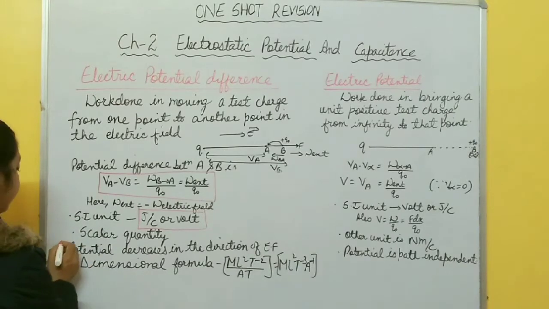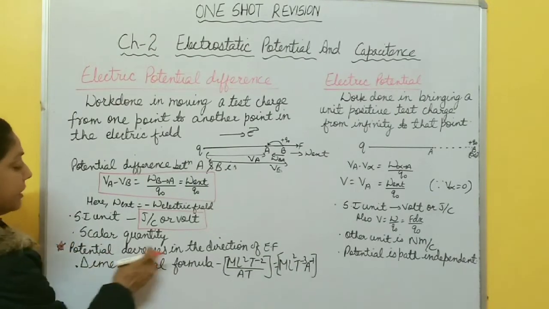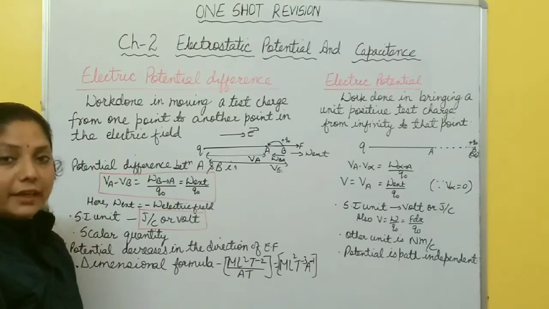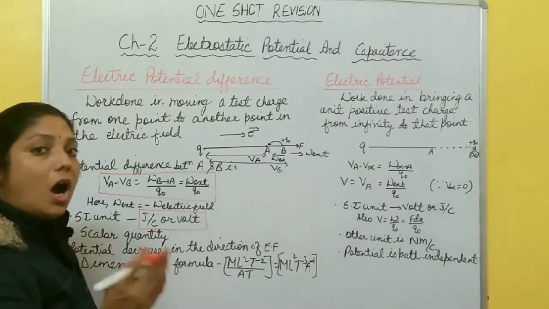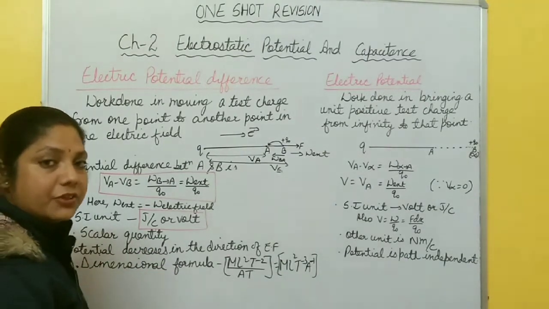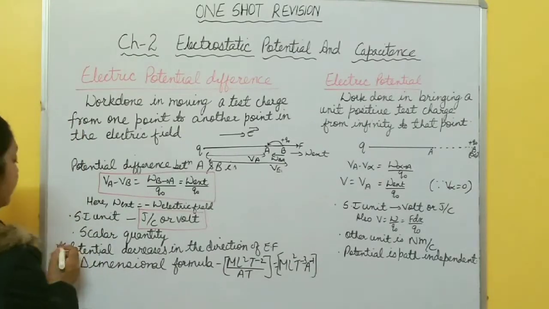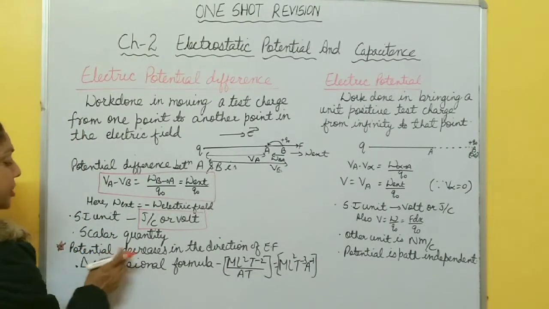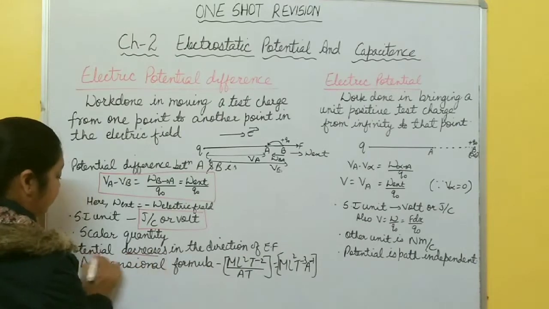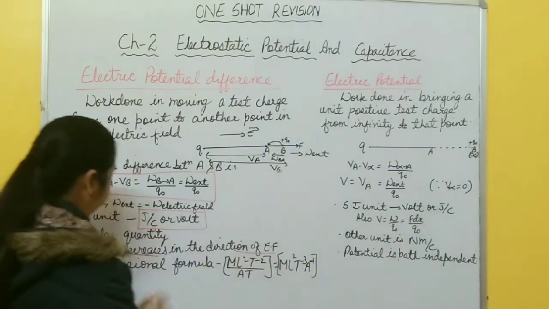I am writing something here. It is very important: potential decreases in the direction of electric field. I will prove this one, how potential decreases in the direction of electric field. But you must remember this point, that potential decreases in the direction of electric field, right?